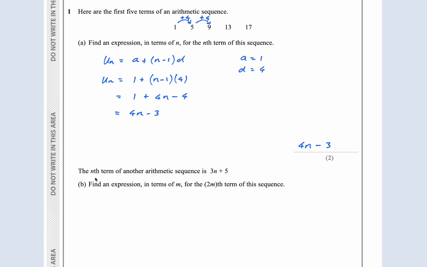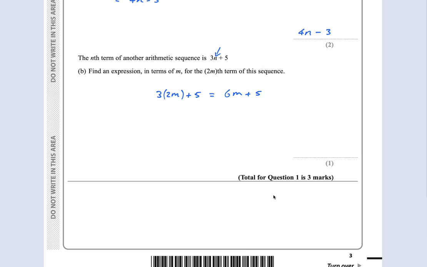Okay. The nth term of another sequence is this. Find an expression in terms of m for the 2mth term. Okay, so the nth term means just whatever. If you want to find the 10th term, you sub in 10 into n. If you want to find the 100th term, you sub in 100. If you want to find the 2mth term, you sub in 2m. So you just go 3 times 2m plus 5, which is equal to 6m plus 5.